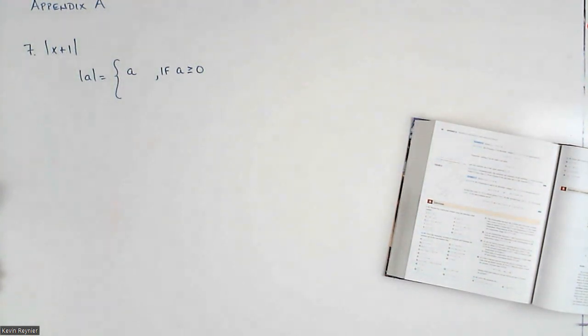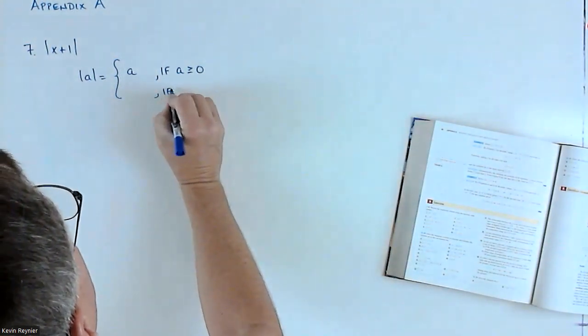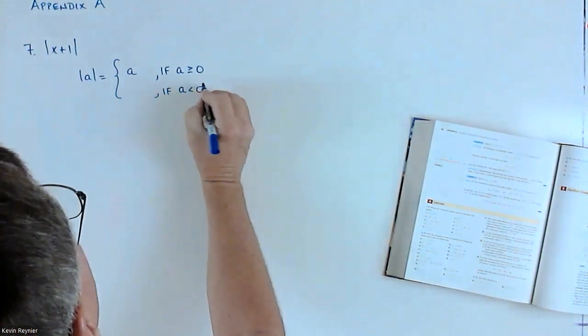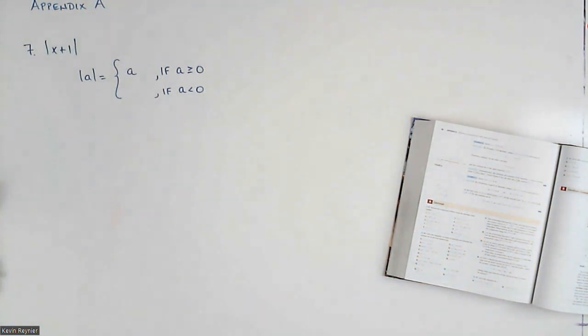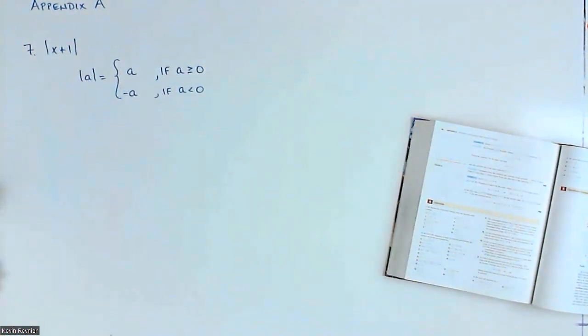But it has two parts, right? I've written a piecewise defined function here. It also says, if what you find inside is negative, well, you don't just write that down. You write down the opposite of that.